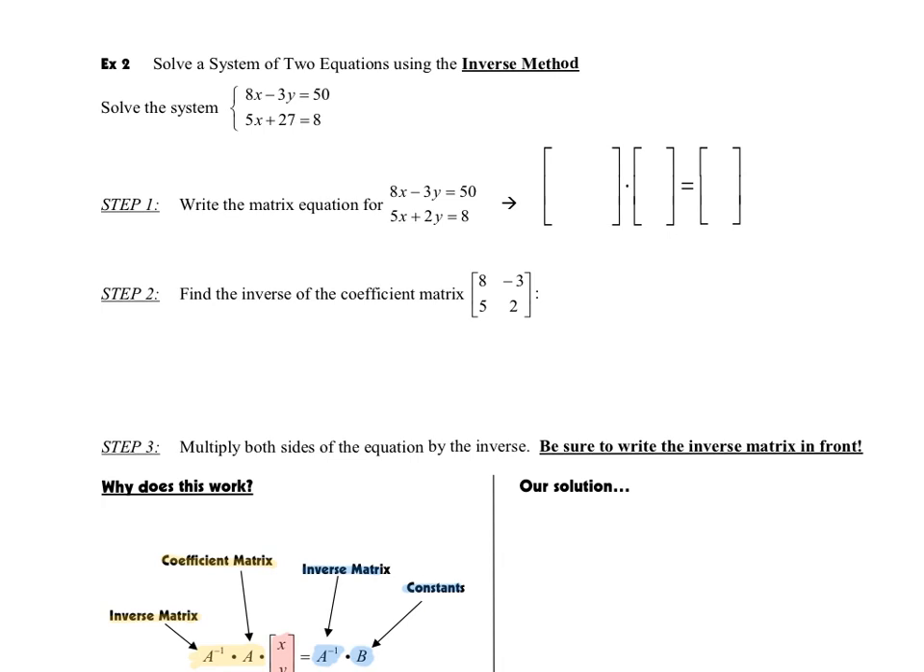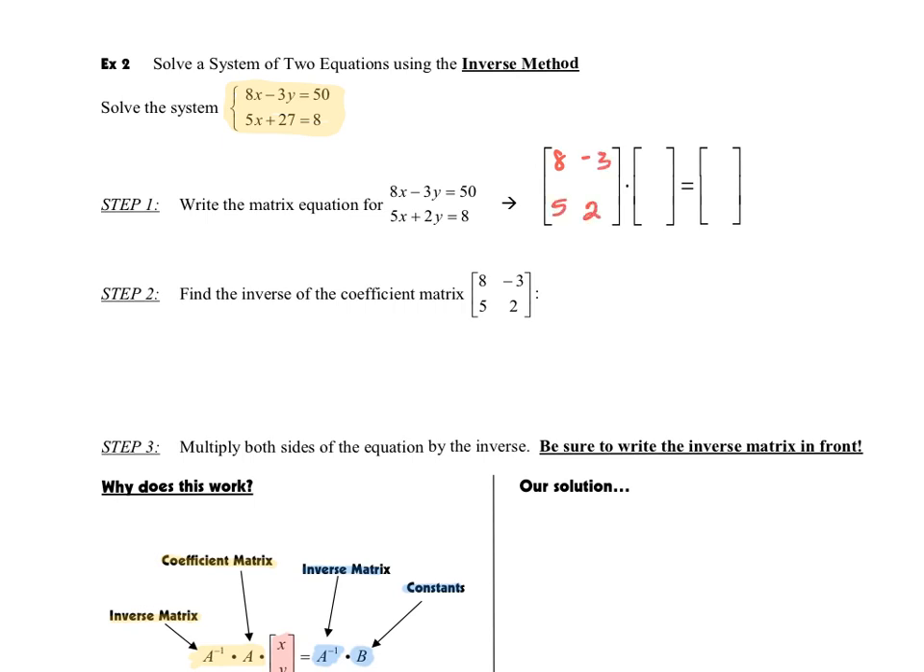All right, so we've got our system of equations that we want to solve here. A couple videos ago, we talked about coefficient matrices and we talked about an augmented matrix. And here's where we're going to use our coefficient matrix. This is what I talked about at the bottom. I'm going to write my coefficient matrix in this first box. So I've got my 8, my -3, my 5, and my 2.